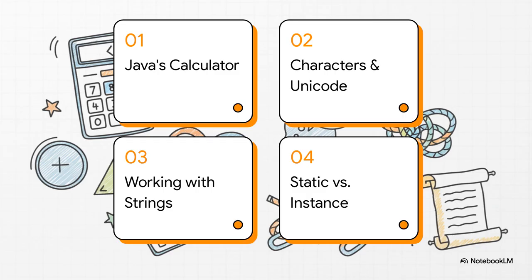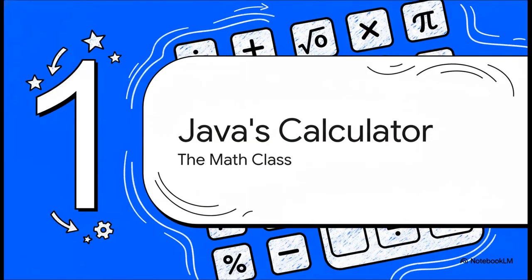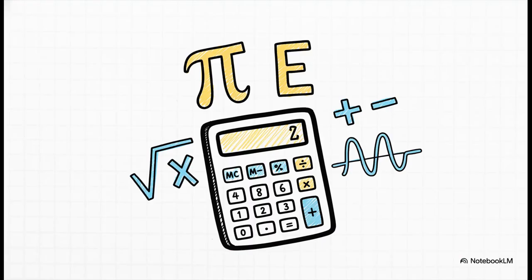Let's get to it. All right, first tool for our kit, Java's built-in calculator. You'll know it as the math class. Think of this as your go-to powerhouse for pretty much any numerical task you can imagine. I mean, why reinvent the wheel, right? Java's math class is basically a powerful scientific calculator that's already built right into the language. It gives you must-have constants like pi and e, plus a whole library of methods you'd otherwise have to code from scratch. It's a massive time saver.